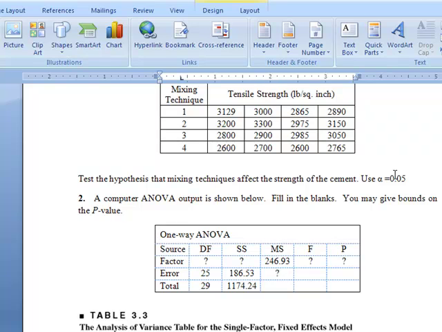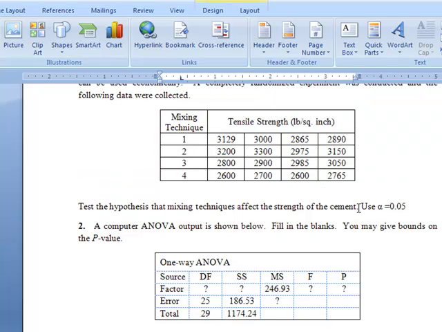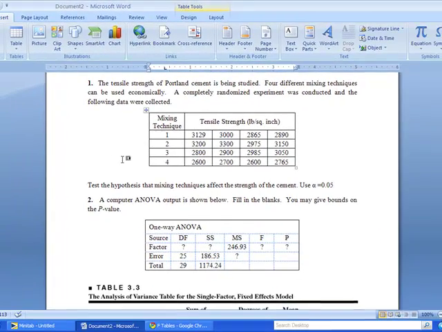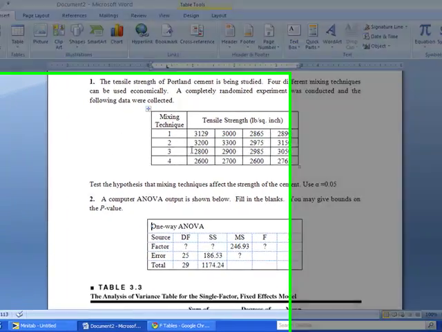That's why we should reject the null hypothesis. And what is the null hypothesis? The null hypothesis is that the mixing technique does not affect the strength of the cement. We are rejecting the null hypothesis. That means the conclusion of the study is that the mixing technique does affect the strength of the cement. So that's about the first problem.